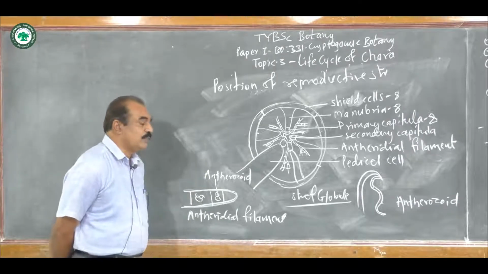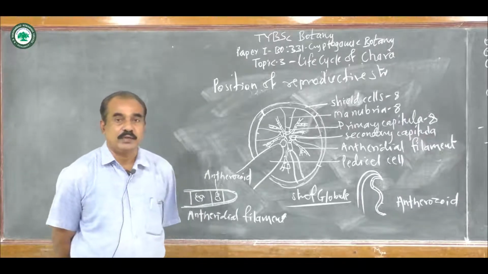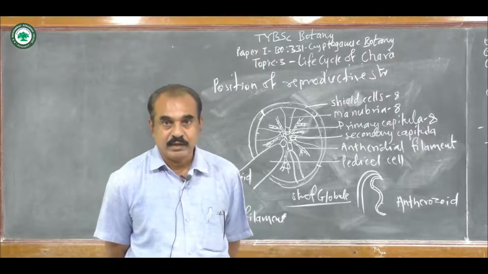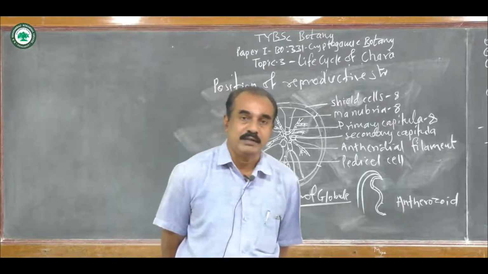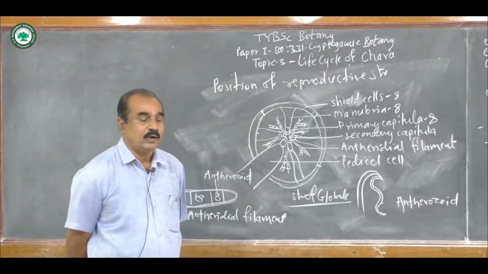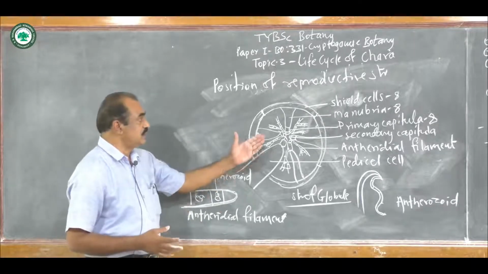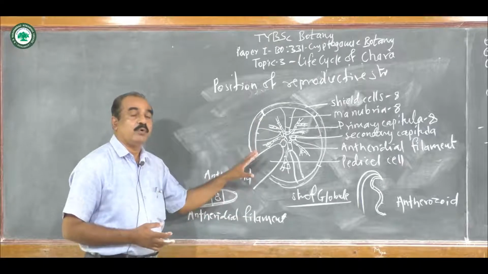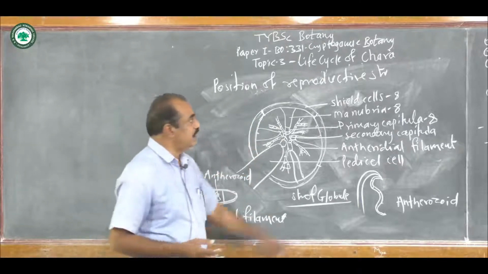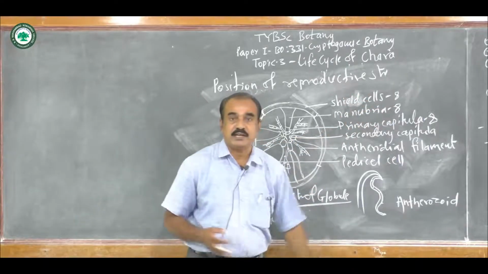Now this antheridium or globule is spherical in outline. It is yellow or green, and it is about 1 mm in diameter. And on the outer side it has cells. These cells are called the shield cells. Of these shield cells, 4 are from the front side and 4 are from the back side. That means they are 8 in number. So shield cells are 8 in number.